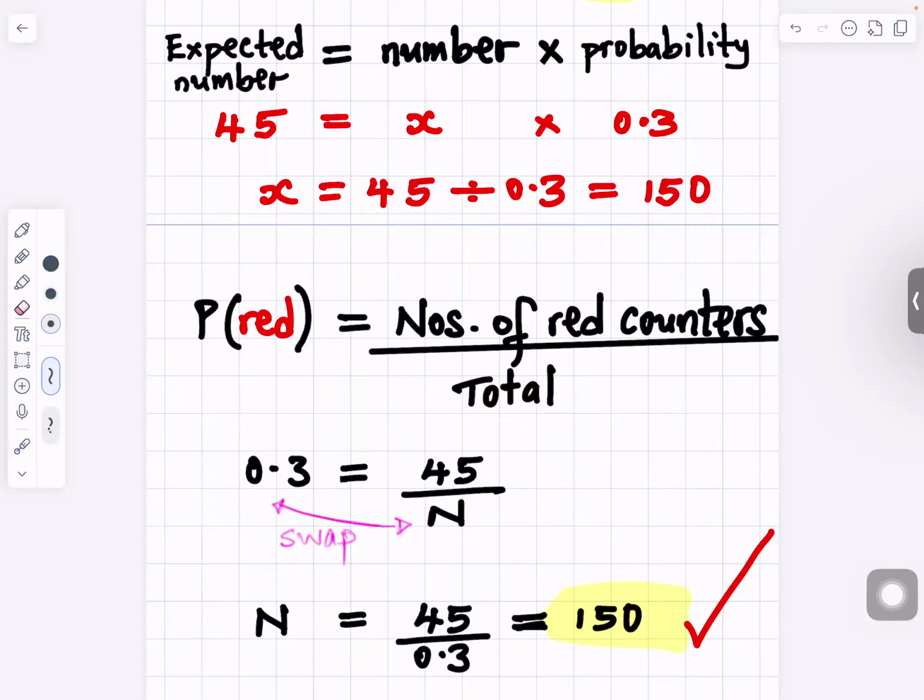Another way to do it is to think about it this way. Think about it as the probability of getting a red is the number of red counters divided by the total. But we want to find the total. Let's call that n. We swap these two together. So the probability of red is 0.3, and the total comes there and the 0.3 goes under. Swap them. 45 divided by 0.3 gives you 150. That's another way to do that.